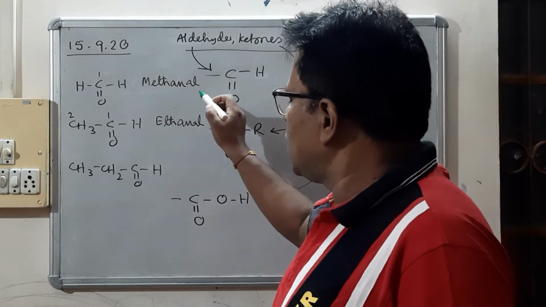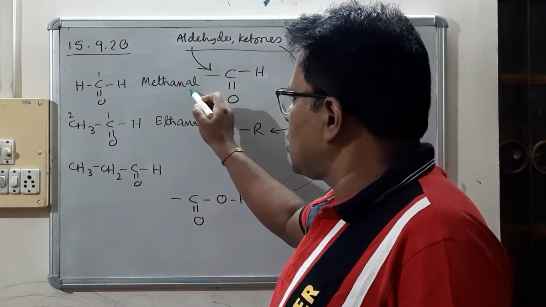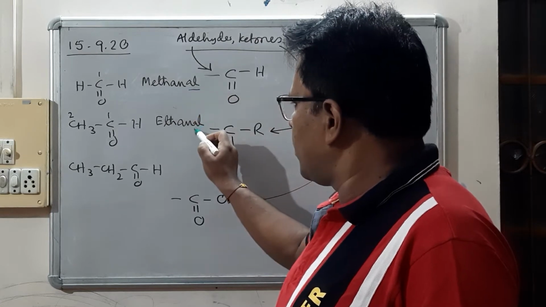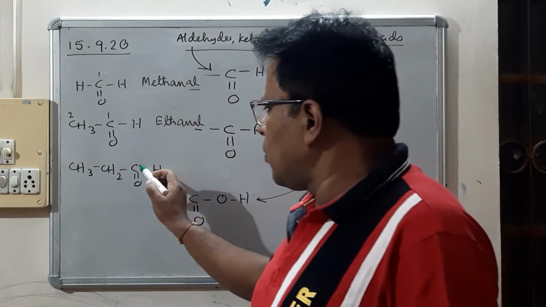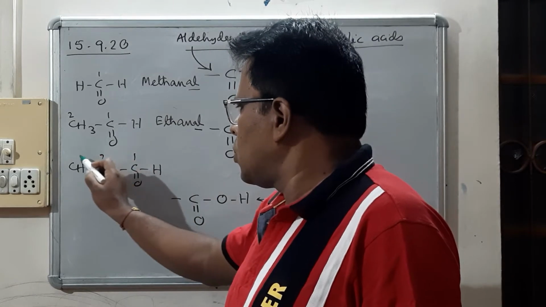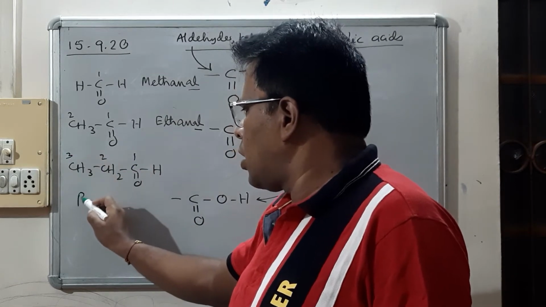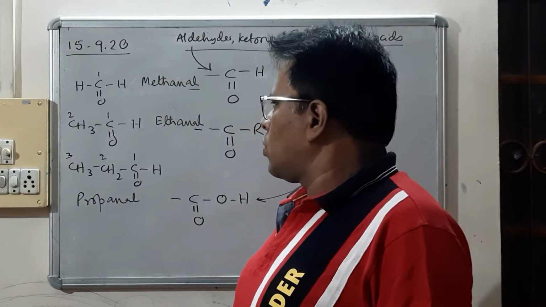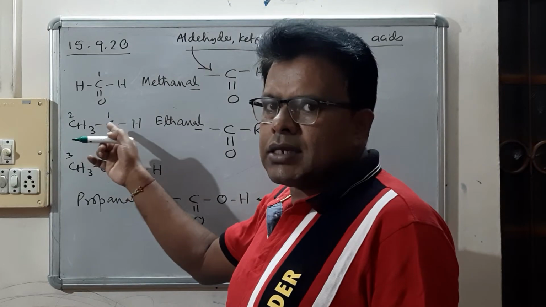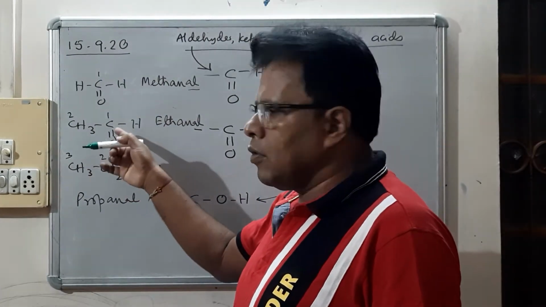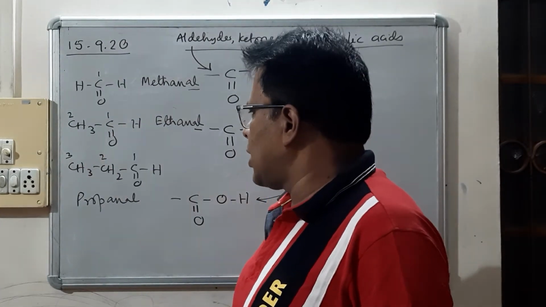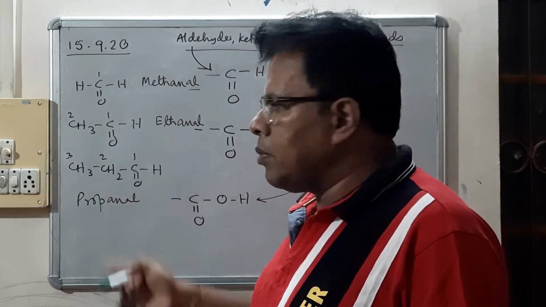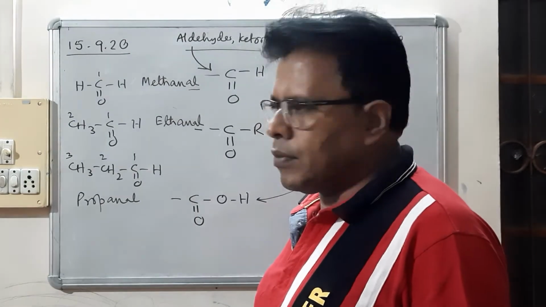So in aldehyde, the primary suffix is al. So the name of this compound will be 1, 2, 3, propanal. The common name of this compound is acetaldehyde. Often we say this compound as acetaldehyde. And this one is propanal, and the common name is propionaldehyde.